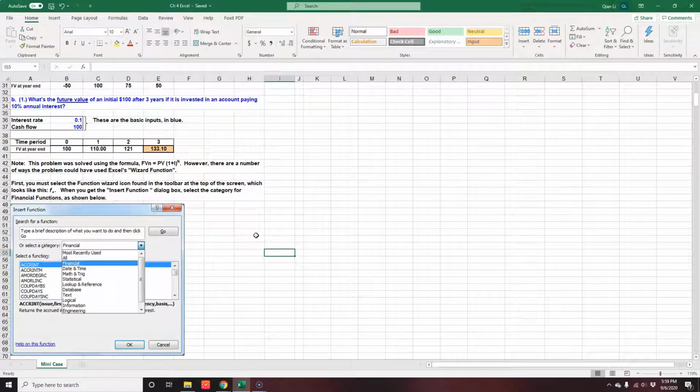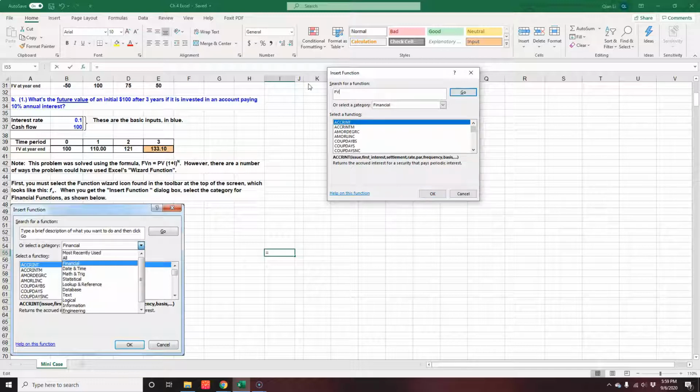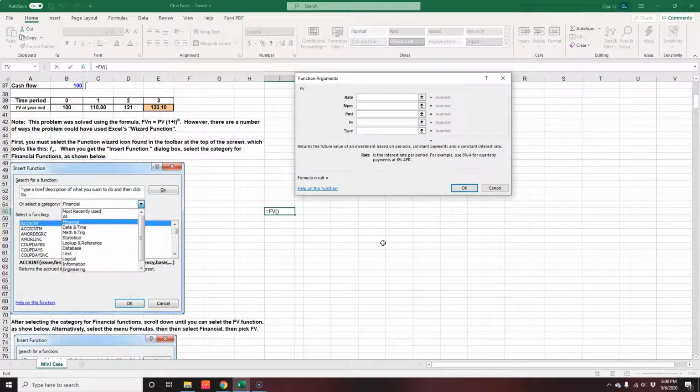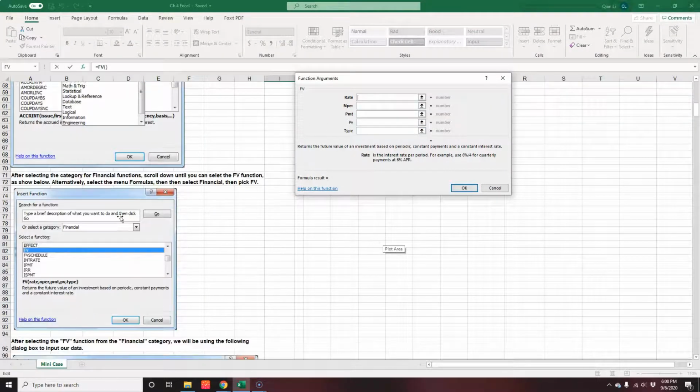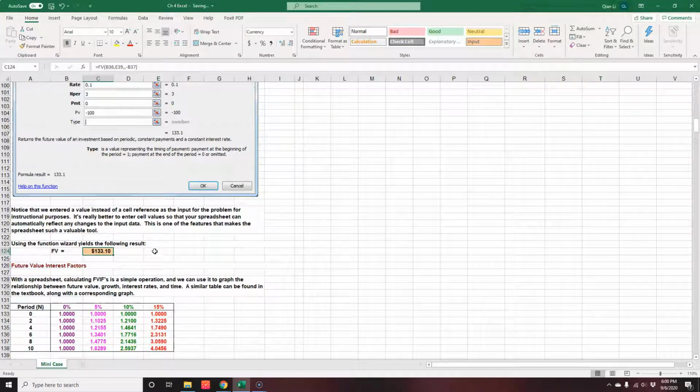You can also try the function wizard. To do that, you click on this fx, and among the financials, you can search for FV, and this is the result. Then we see this pop-up window, which is the same as what you have here. Now you can type in 10% for interest rate, 3 years, 0 payment because this is a single cash flow, no other payment involved, negative 100, so that we'll have a positive future value. And then we'll get this future value result.